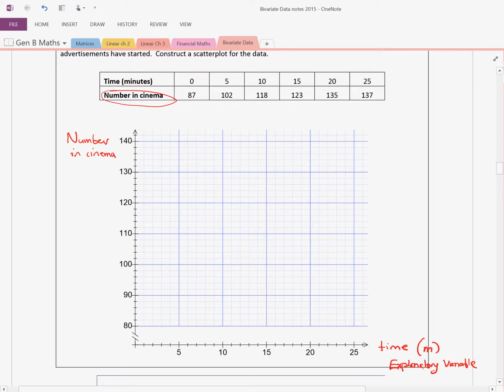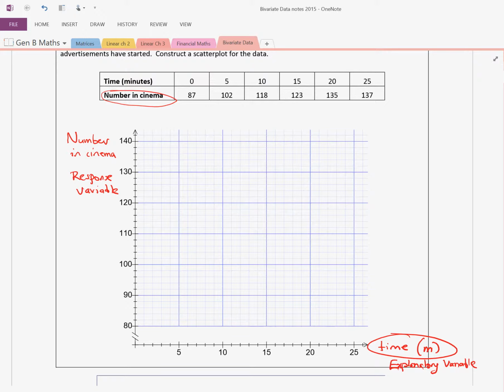Now, there are some cases where you can get these mixed up. And this is probably not the best example. But there have been some occasions where, rather than time being our explanatory variable, it can actually be our response variable. It can be. So be careful. That can be the tricky part to bivariate data.